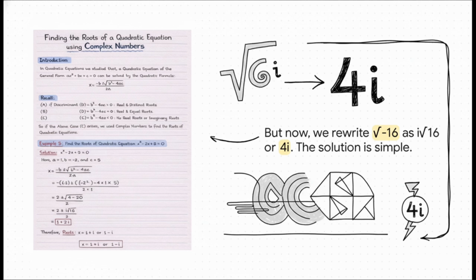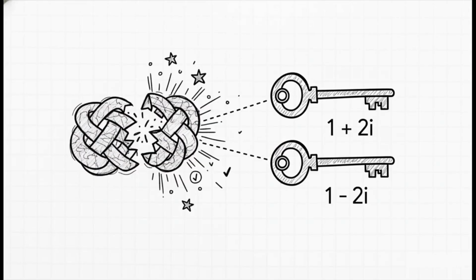The rest is just simple arithmetic. And would you look at that? We have our answers. The equation has two beautiful, clean, complex solutions, 1 plus 2i and 1 minus 2i. The unsolvable equation is solved.